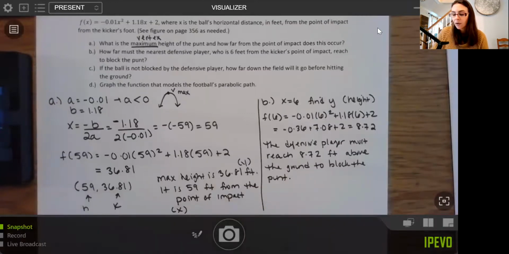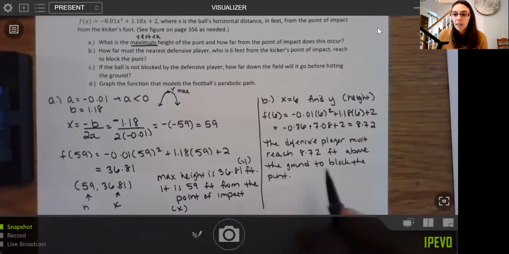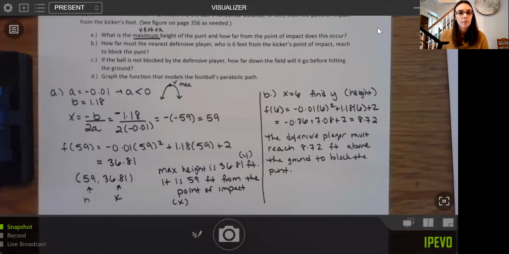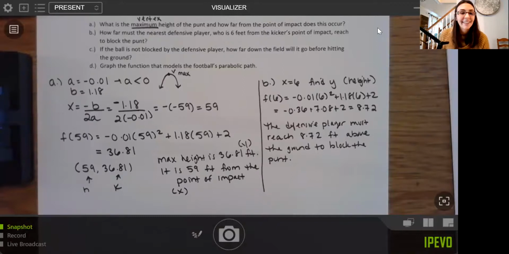Right. So based on this kicker here, who's kicking, that's pretty high. So you'd have to be able to touch almost 9 feet in order to maybe slap or hit or do something to block that punt or that football from going any further. So that's a pretty high jump. Or maybe not high for football players, high for me, I guess.